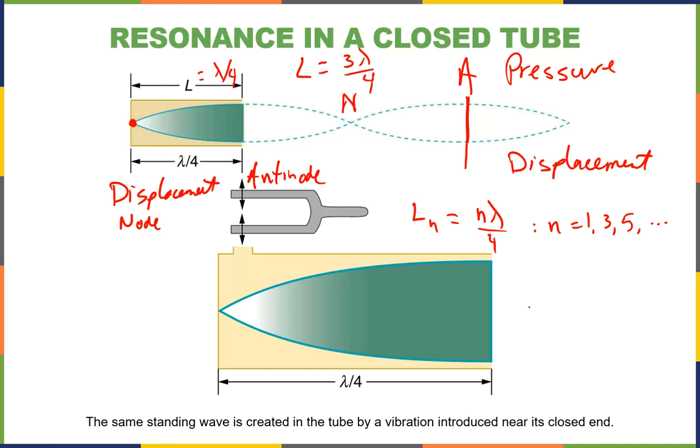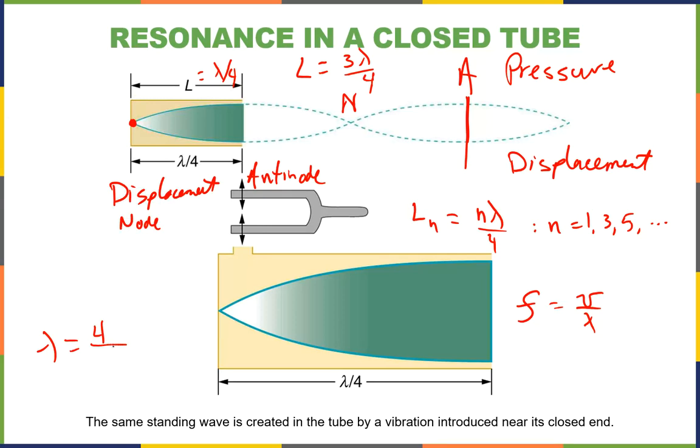Now we've already learned the relationship between frequency and wavelength. And so if I solve this for wavelength, I have wavelength is equal to 4 times length.